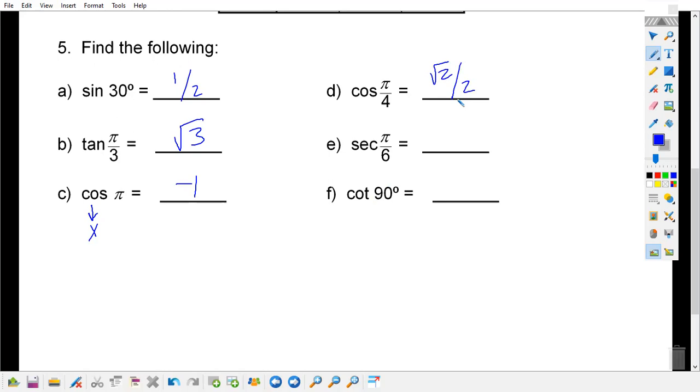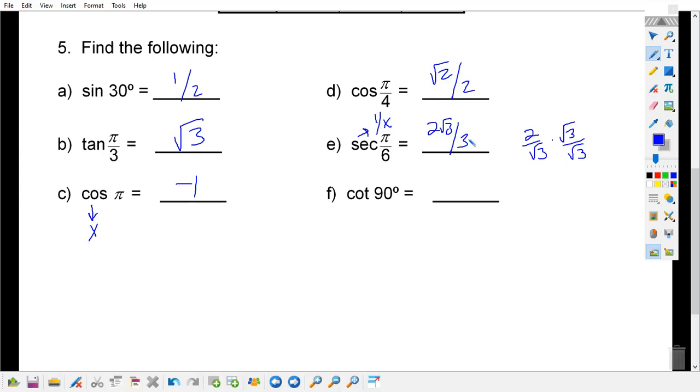Okay. What is the secant of pi over 6? That's 30, right? So pi over 6 is 30. Secant is the reciprocal of who? Cosine. So you're looking for the reciprocal of your x. So what was the cosine of pi over 6? Square root of 3 over 2. So then what is the secant? 2 square root of 3 over 3. There you go, because you have to rationalize, right?